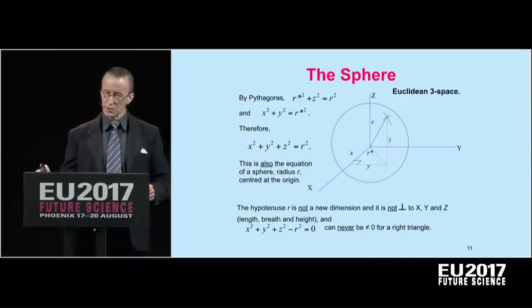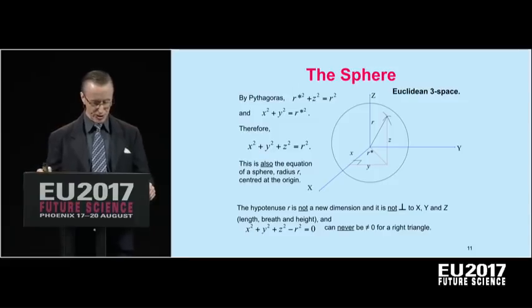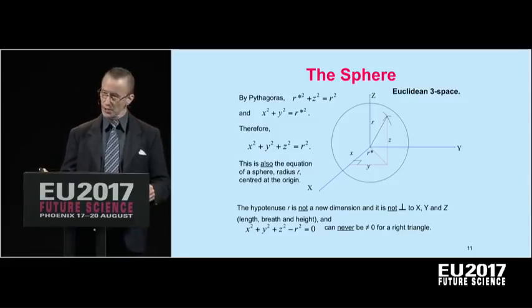Now let's go from the two-dimensional to the three-dimensional. This is a sphere. Again, our right triangle is present. Notice that in this case, by the theorem of Pythagoras, if you look in the xy plane there, x squared plus y squared equals r star squared. That's the same triangle we've been talking about.